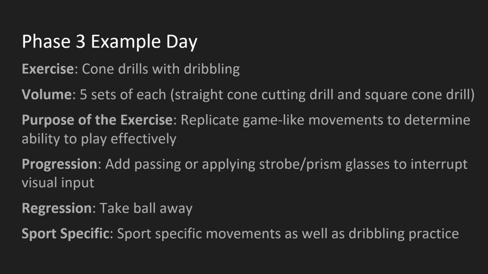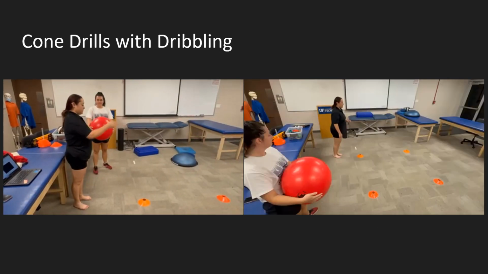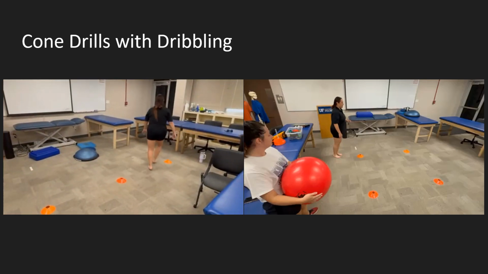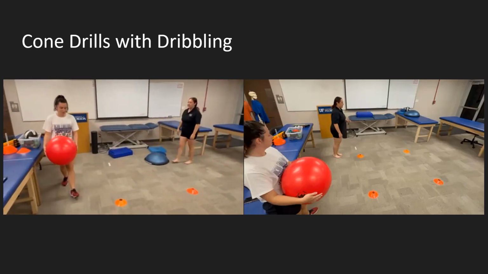So to progress, we'll add passing or apply a strobe or prism glasses to interrupt the visual input, and add a little neuroplasticity in there as well. And then to regress, we'll take the ball away and just practice the movement pattern of the body. So this is sport specific because it includes those movements, the side shuffle and sprints, and includes dribbling practice. Again, we don't have a basketball in our clinic, so we use this ball, but ideally we'll use a basketball from the team.